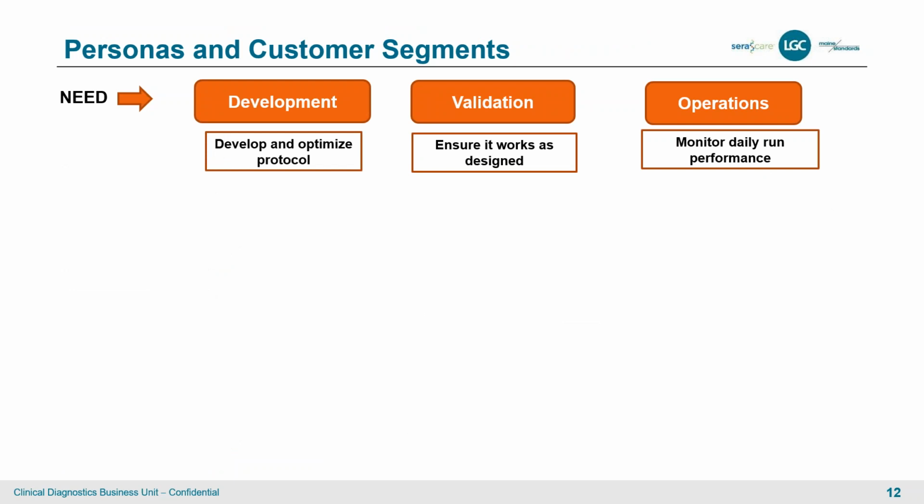So now if you think about just summarizing everything we talked about, there are three different sort of needs that you have typically. You're either developing an assay, right? You're developing and optimizing a protocol over a few months. You then want to validate, right? The validation goal obviously is to ensure that it works as designed. And then you want to open up for operations, right? You're ready to accept samples from clinicians. And you want to monitor your daily run performance, right?